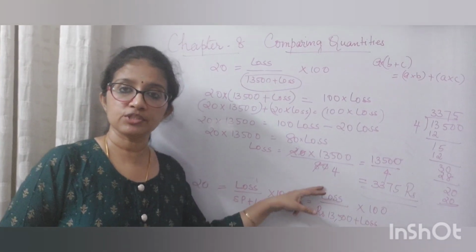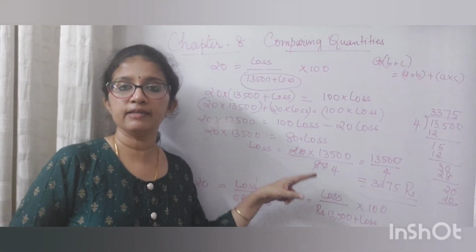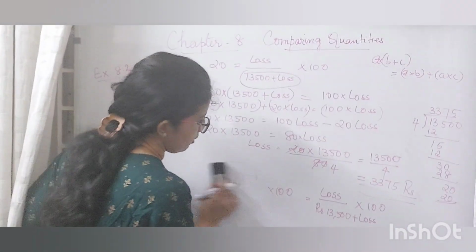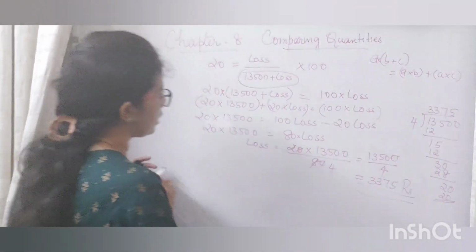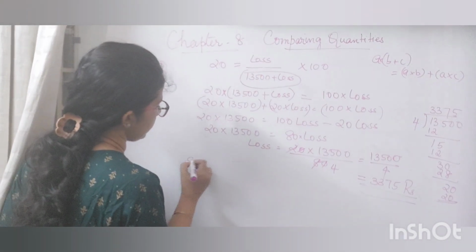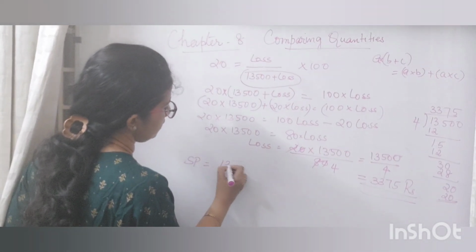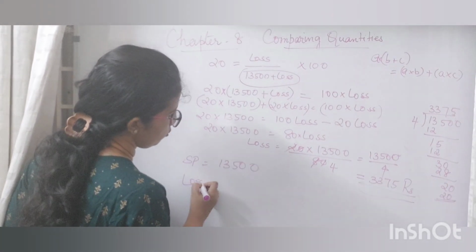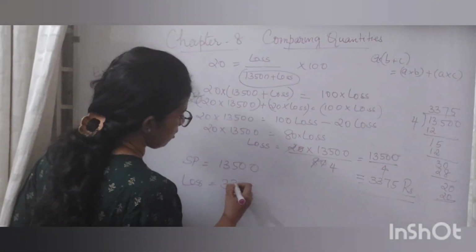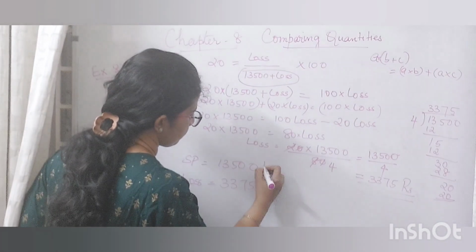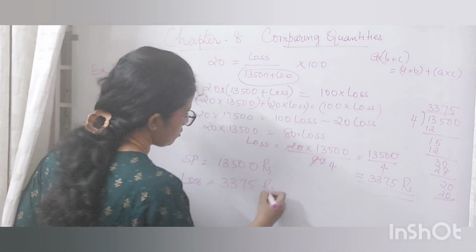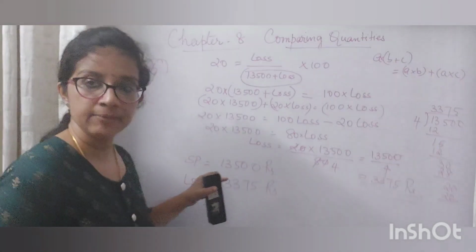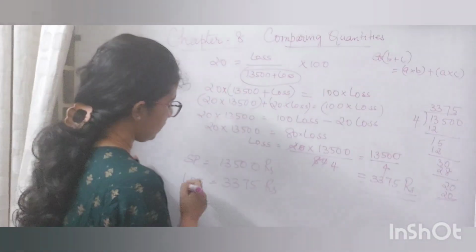Now what is the question? The question is we have to find the cost price. So what are all the things which we know now? Selling price is equal to 13,500 and loss, we found, is 3,375. So what is the cost price? Cost price is equal to selling price plus loss, right? So we have that formula.